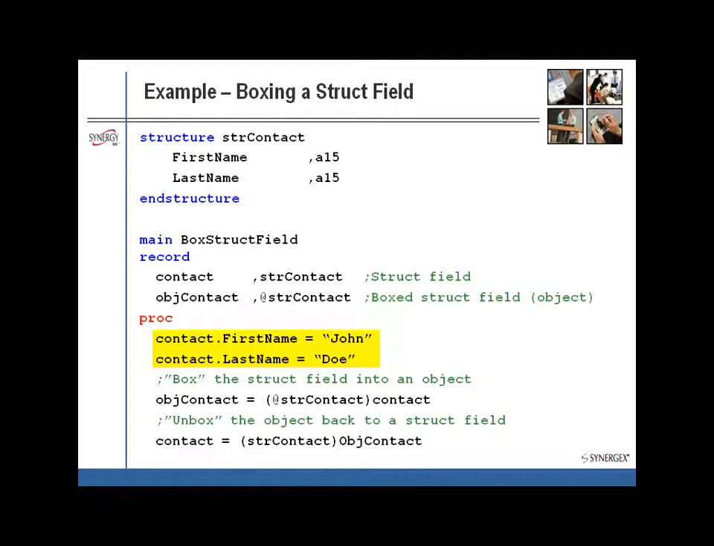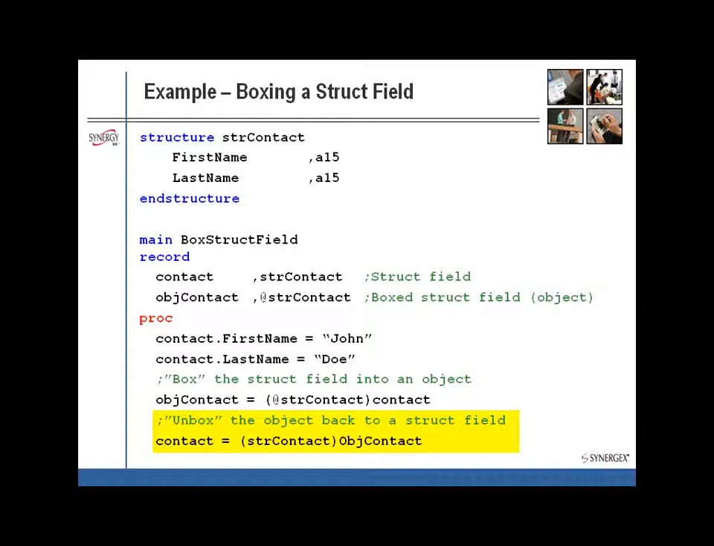Here we're simply populating the struct field with some data, and this is where we box the struct field into an object by casting it with the @strContact syntax. We could then add the object objContact to a collection. This final statement shows an example of unboxing the object, this time by casting it with strContact, which allows us to gain access to the original struct field.